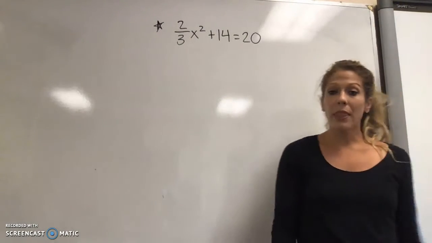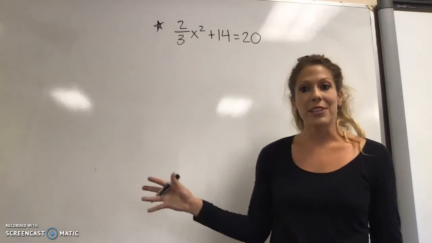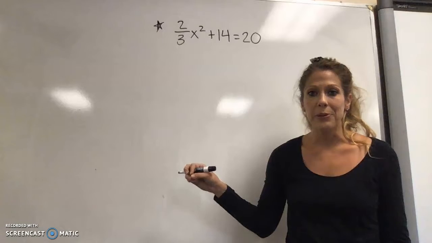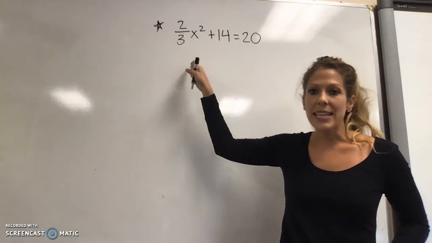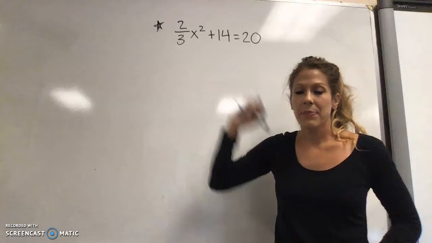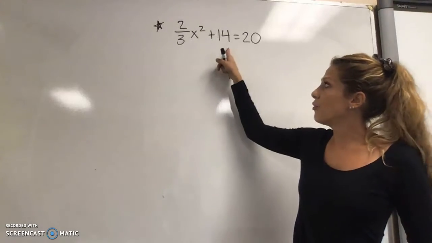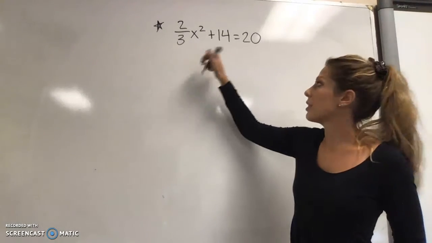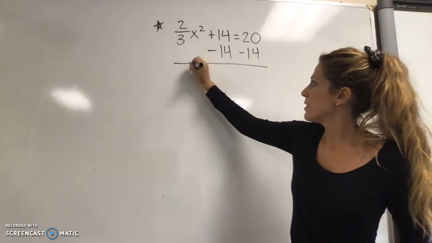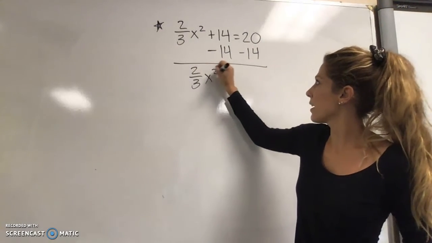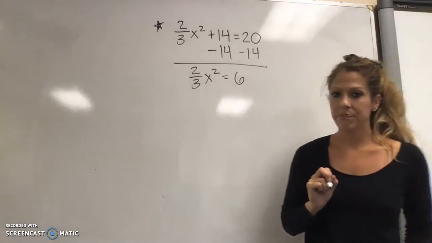But for this example, the best option to solve this one is by using square roots, because we have an x squared term but no x term. So it's going to be easy to isolate that x. So in this case, we need to get rid of the 14 and we need to get rid of the 2/3. Always start with the third wheel. So 2/3 x squared equals 6.